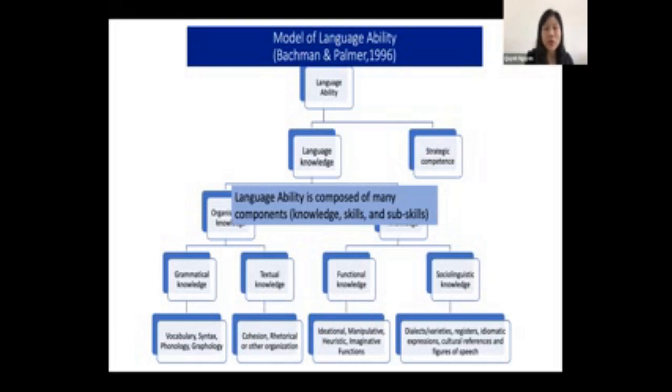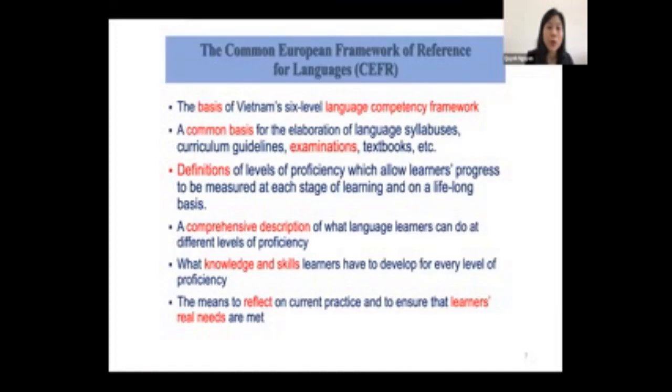And so Bachman and Palmer's model of language ability is the basis for the popular Common European Framework of Reference for Languages. This framework, widely known as the CEFR, is also the basis of Vietnam's six-level language competency framework.